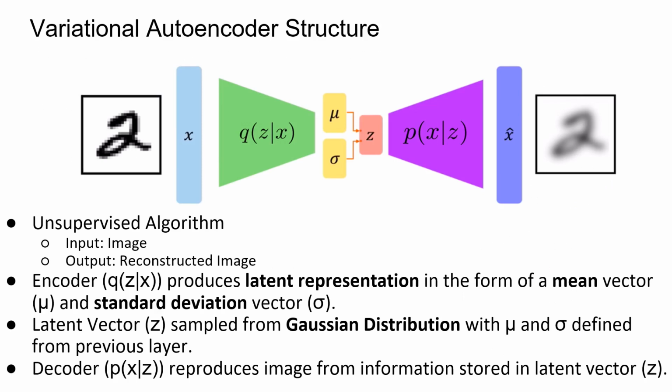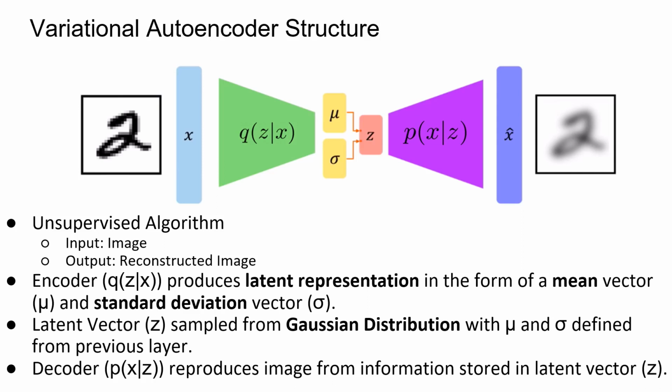So in this slide, I've shown the general structure for a variational autoencoder. And you can see that it's pretty much the same as before, except for the middle layer, which I'll be calling the latent layer. Unlike before, the latent layer is not just one fully connected layer. Instead, it's a probabilistic layer. Let's step through each portion of the architecture.